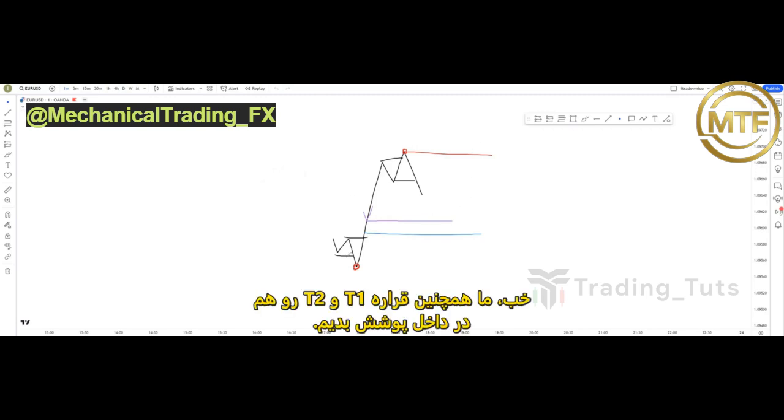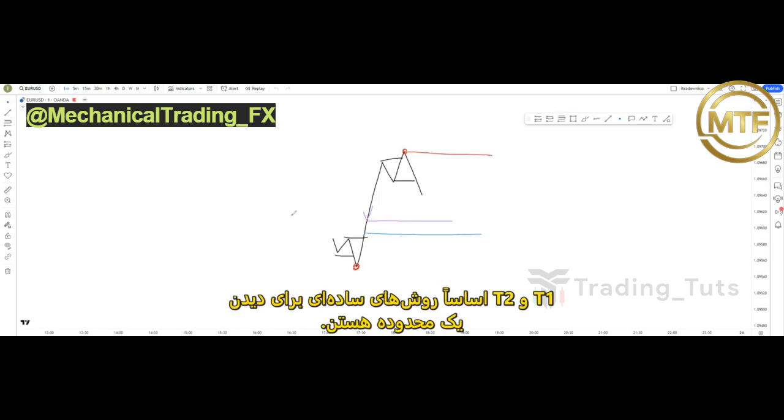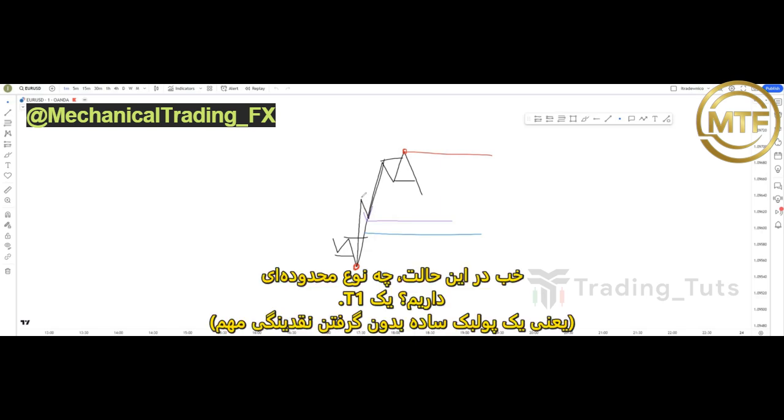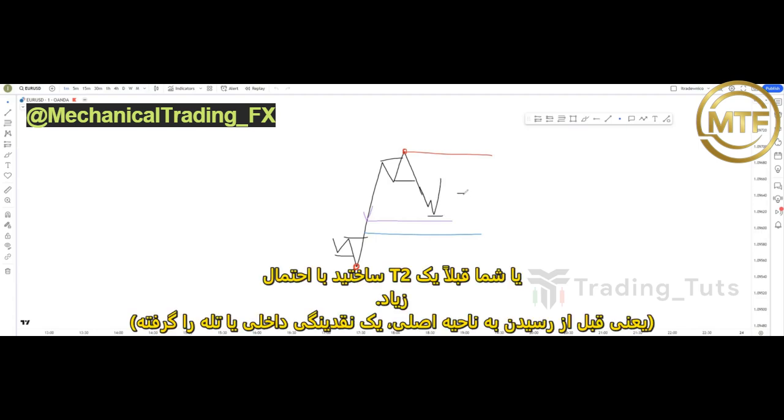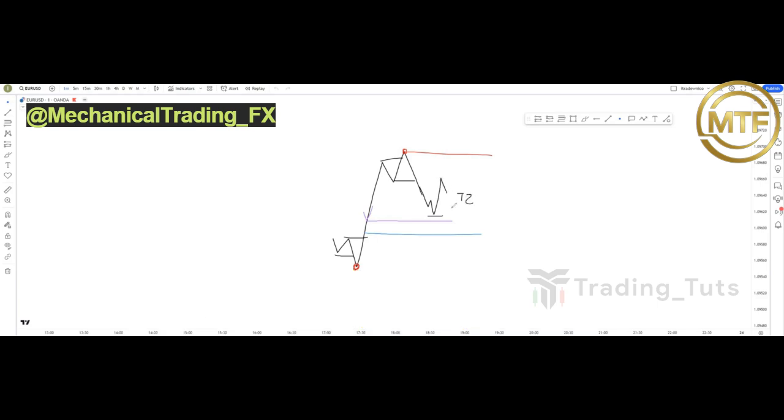So we're also going to cover T1 and T2 inducement. Now this is very important. T1 and T2 are basically a simple way to see a range. So for example, if you have a low right here, you're going to have something more, let's say like this. So in this case, which kind of range do you have? A T1. And if price, let's say, comes right here and makes an inducement, what have you already made? A T2 with high chances to drop and then go, right? You can either remove T1 and T2. It's not going to change the way that you trade.